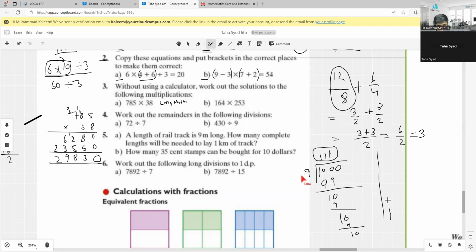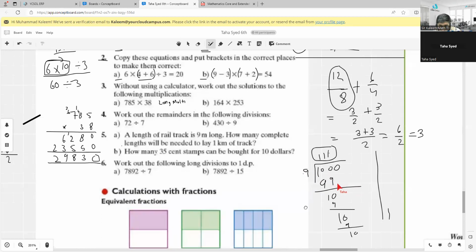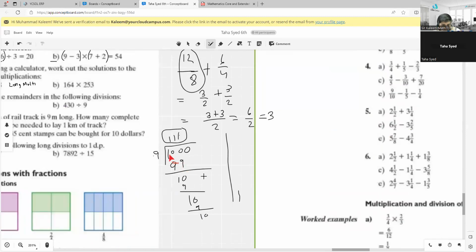Any confusion in this A part, Taha? Yes, I'm a bit confused about how to find the answer. Okay, look. Did we do this correctly? Yes, we did this correctly. Okay, let me explain. Just give me a second. Sir, can you do this again here in this place?